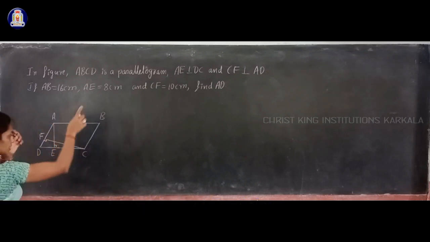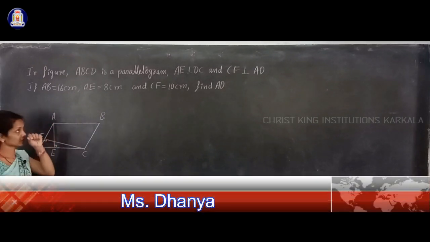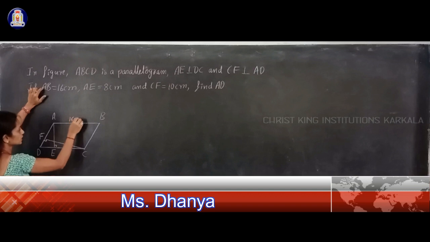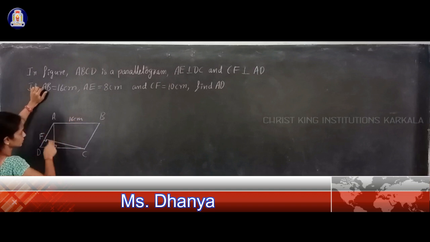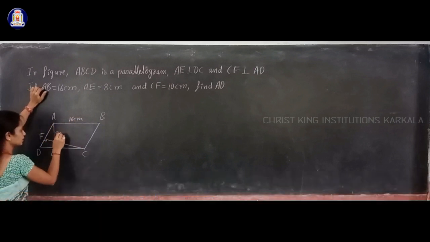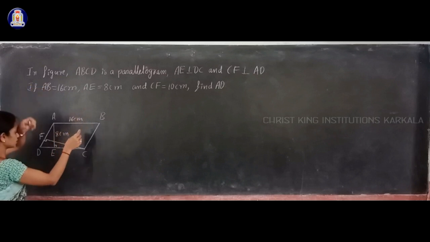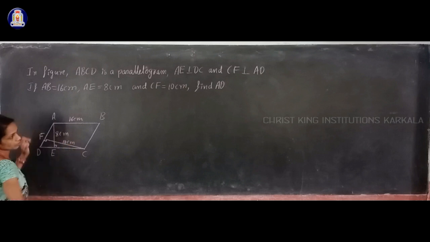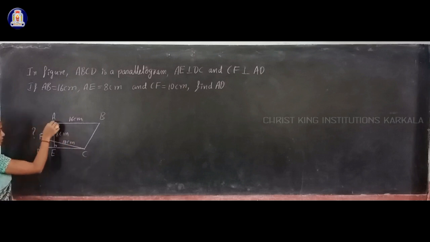Okay, you are given those measurements, so I will write them on the sides now. AB is 16 centimeter, AE length is 8 centimeter and CF length is 10 centimeter. So using that you have to find the AD length, this length, you have to find.